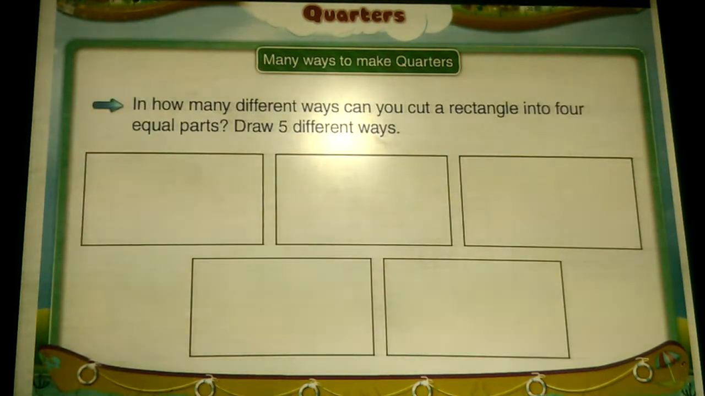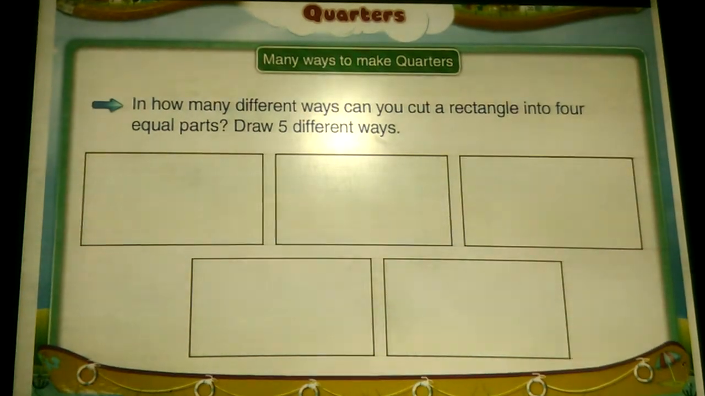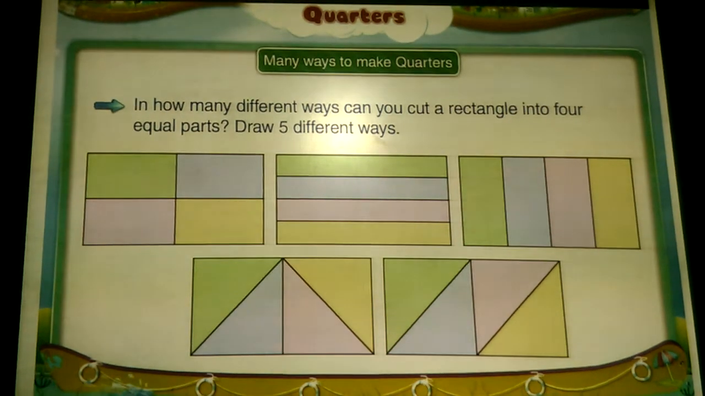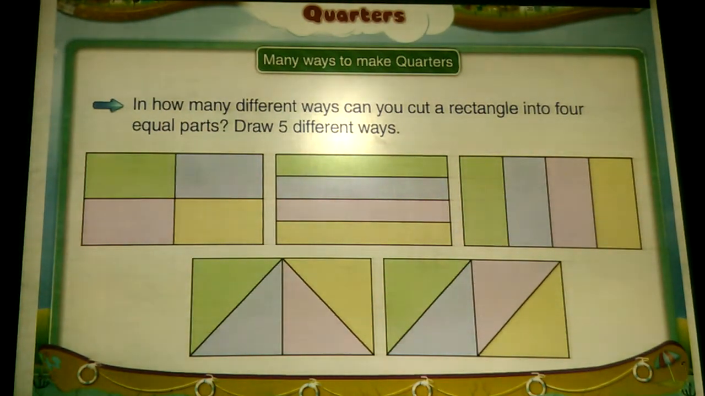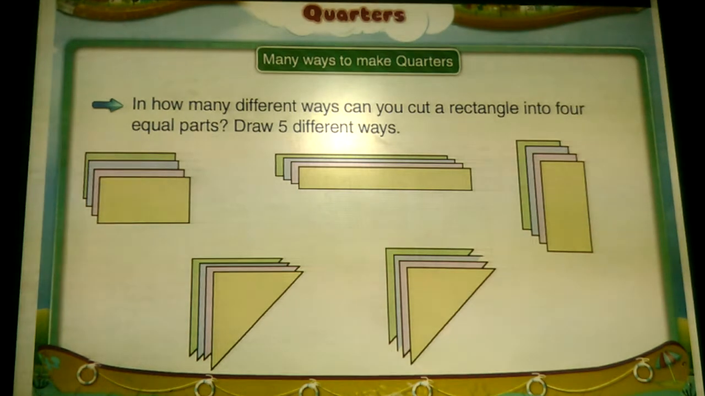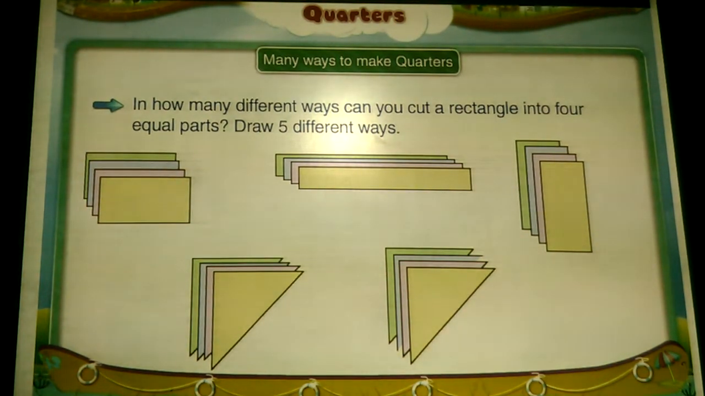Let us divide this rectangle into 4 parts in different ways. Here the rectangle is divided into 4 parts in 5 different ways. Observe them carefully. Check if they are equal. In all these 5 ways, each part fits exactly on the other parts, which shows that the parts in each figure are equal.